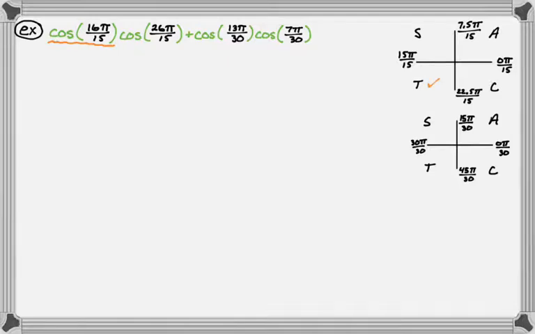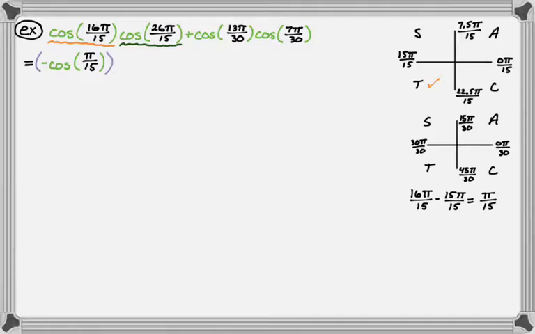That's a third quadrant angle. Get my reference angle. So 16 pi over 15 minus 15 pi over 15. It's just pi over 15. Cosine is negative in the third quadrant, so I'm going to replace this with the negative cosine of pi over 15. Let's do this for the second thing.